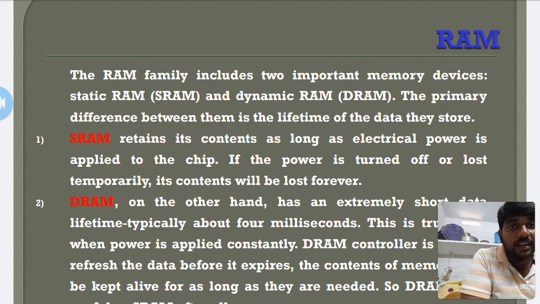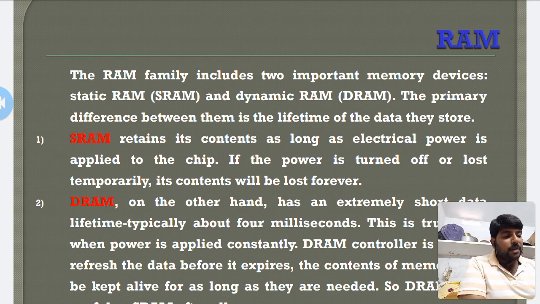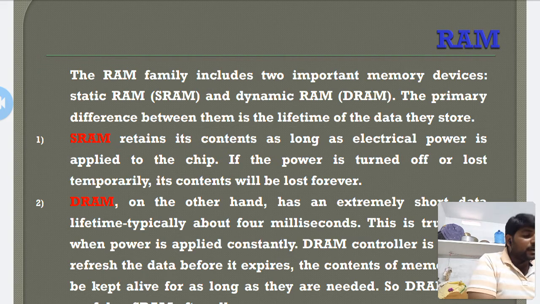So coming to the first one, SRAM, which means static RAM. Static RAM stores the data in the form of voltage. It is made up of flip-flops. Static RAM is the fastest form of RAM available in typical implementations.